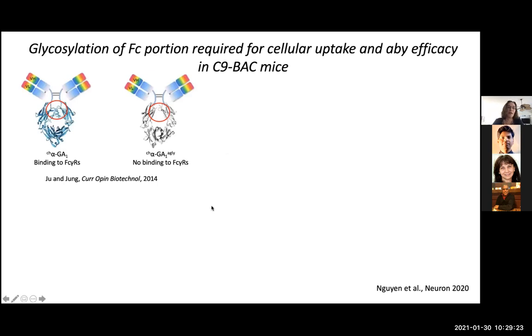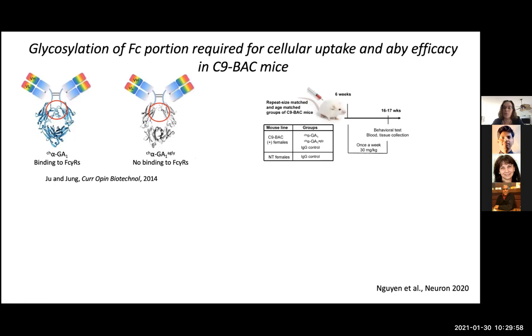The glycosylation of the Fc portion of an antibody can be important for cellular uptake by the Fc receptor. So we removed the glycosylated portion of this antibody in the Fc region. The glycosylated antibody would be predicted to bind Fc receptors, but the aglycosylated version cannot bind Fc gamma receptors. We did an abbreviated study in the mice, again starting at 6 weeks, but this time only going out to 16 to 17 weeks. We used a chimeric GA antibody as we had done before, or the aglycosylated version of the antibody, or IgG as a control.